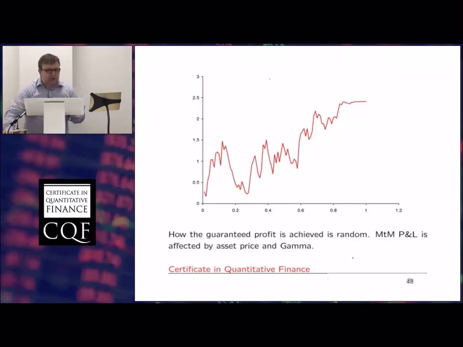Okay, so the profit evolution can change, but it always comes down to this story, which is equal to VA minus VI.